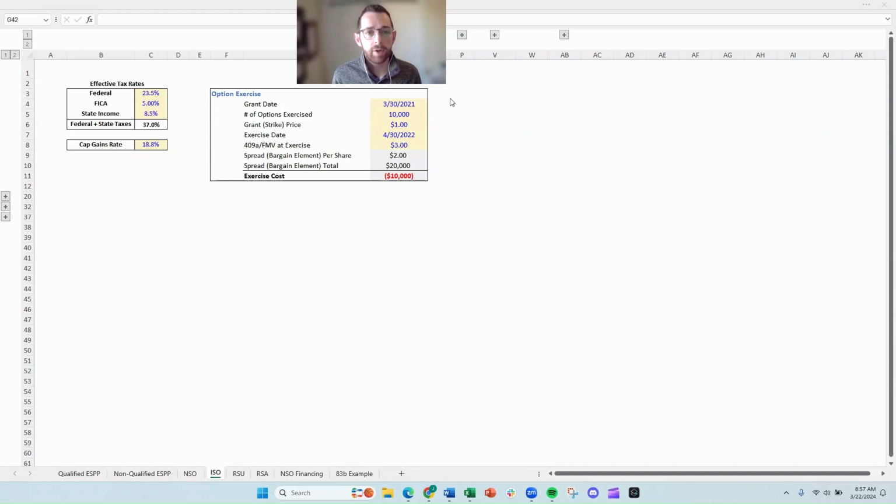So let's go ahead and take a look at our example. For this example, we're going to use some made up numbers for your tax rates, for your federal and state taxes, and also capital gains rate. This is just for educational purposes only.